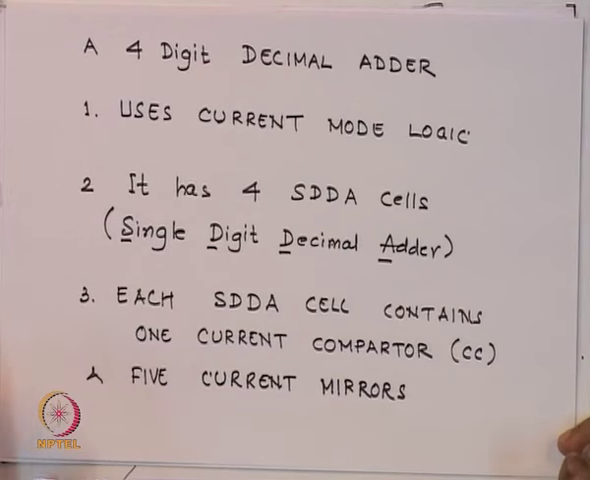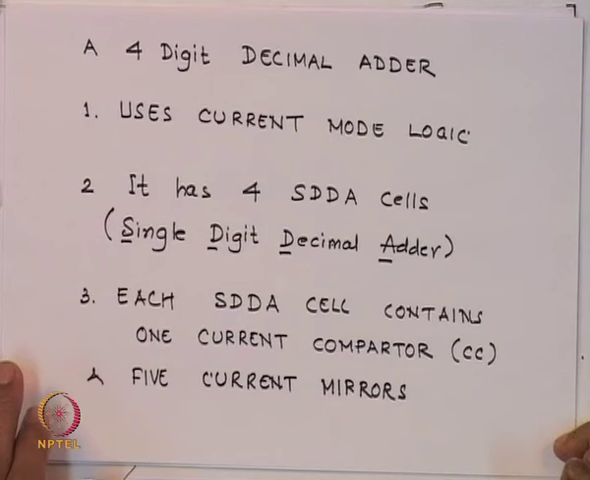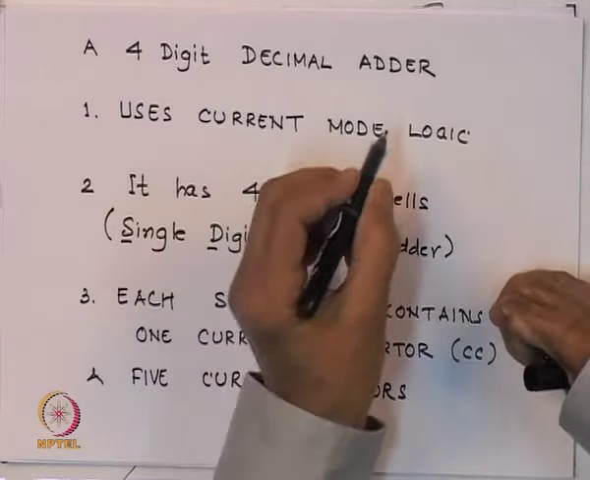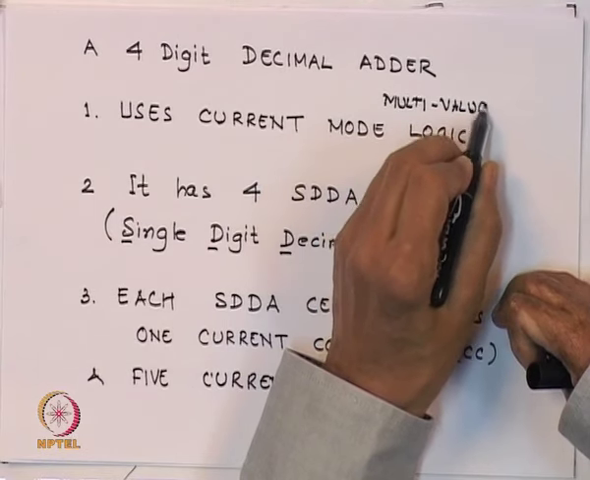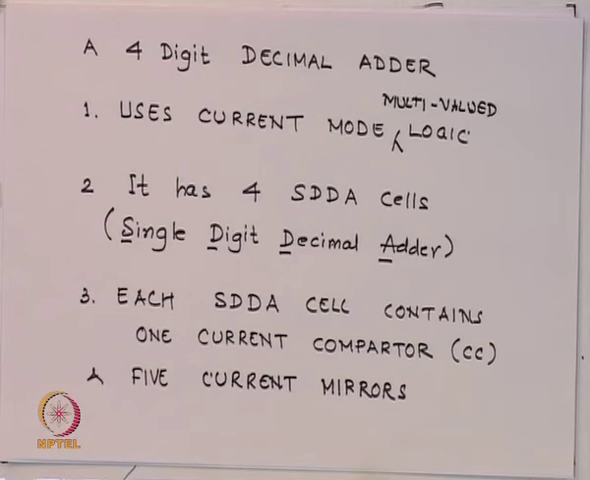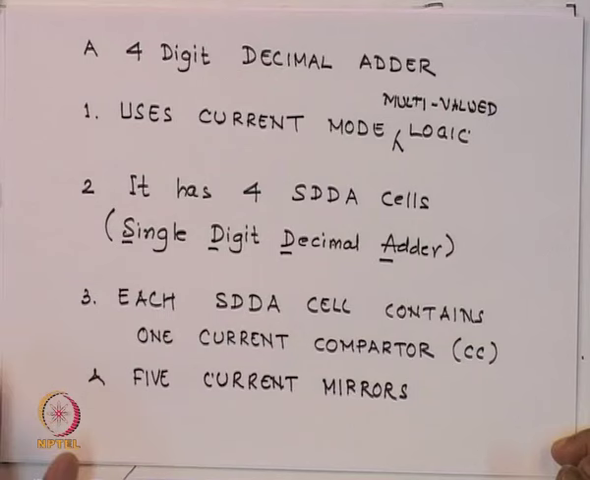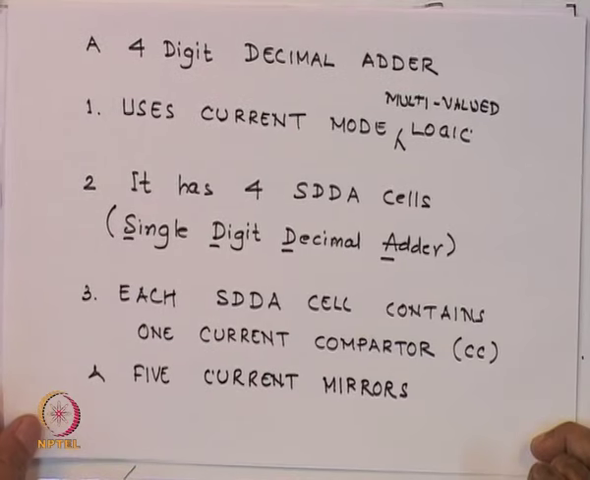It uses current mode multi-valued logic, I should say so very clearly. It has 4 cells called SDDA, single digit decimal adder. Each SDDA cell contains 1 current comparator and 5 current mirrors.